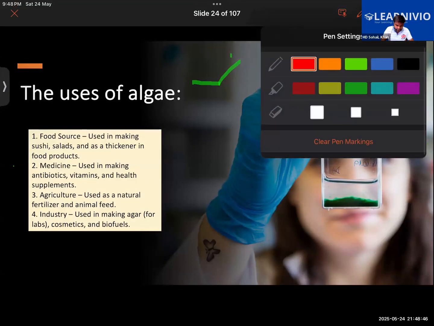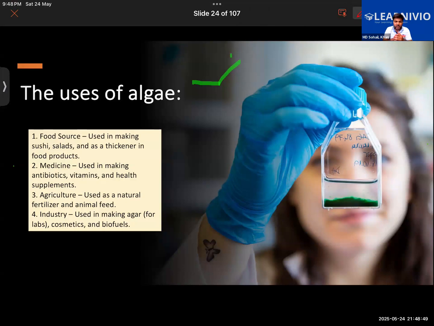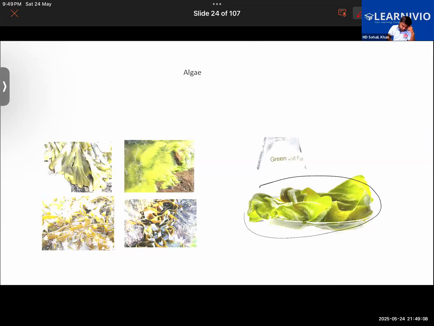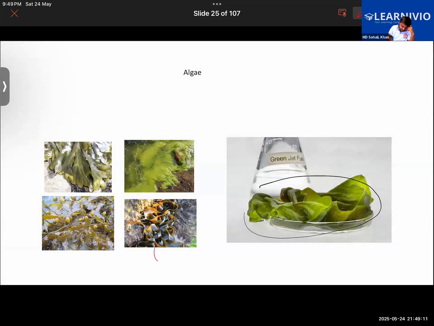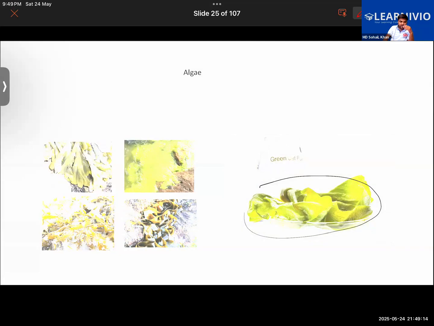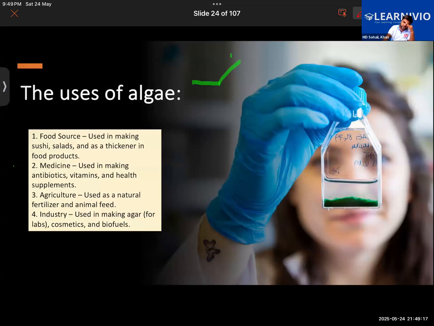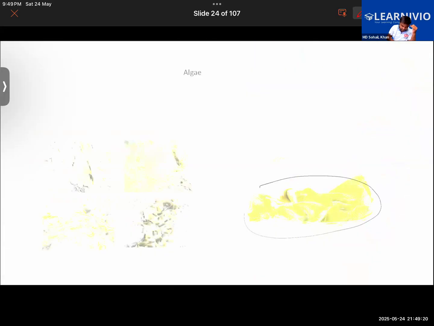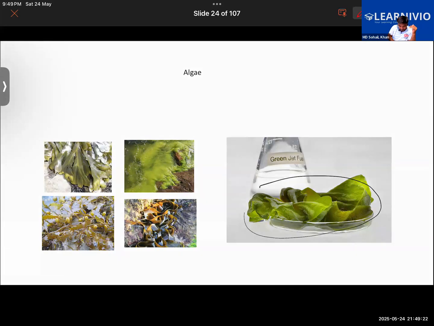See, algae nowadays is being used as a food source also. Although in many countries it is not popular, particularly in Japan, algae is used as food. Different kinds of algae are used as food in Japan, like the one I'm going to show over here, red alga particularly. It is used as food in Japan, particularly the seaweed.